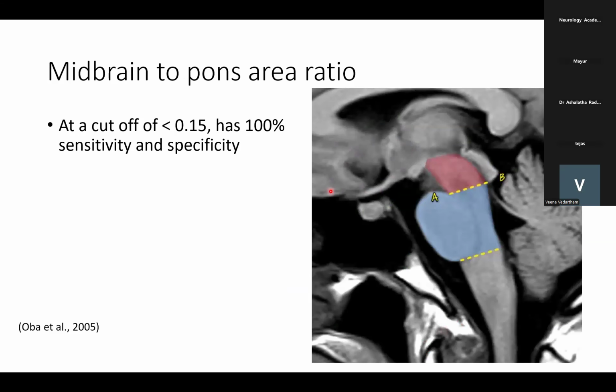One more sign, more classically described, is the midbrain to pons area ratio. The base of the pons and the base of the midbrain, the ratio is showing if it is less than 0.15, the cutoff has 100% sensitivity and specificity for the diagnosis of PSP.